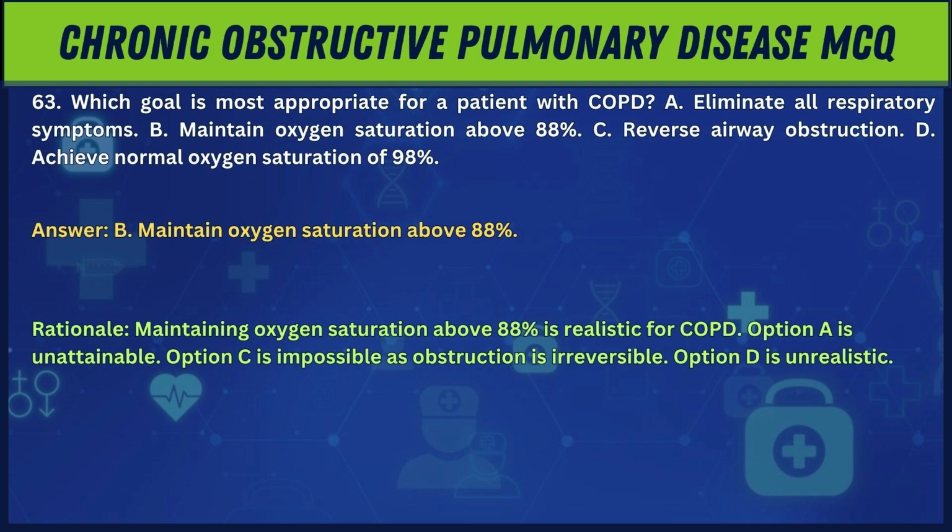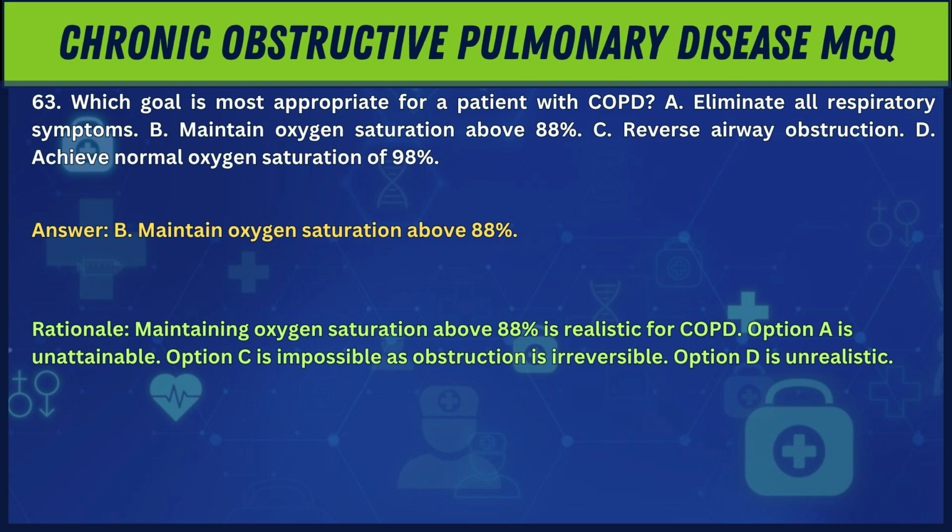63. Which goal is most appropriate for a patient with COPD? A. Eliminate all respiratory symptoms. B. Maintain oxygen saturation above 88%. C. Reverse airway obstruction. D. Achieve normal oxygen saturation of 98%. Answer: B. Maintain oxygen saturation above 88%.